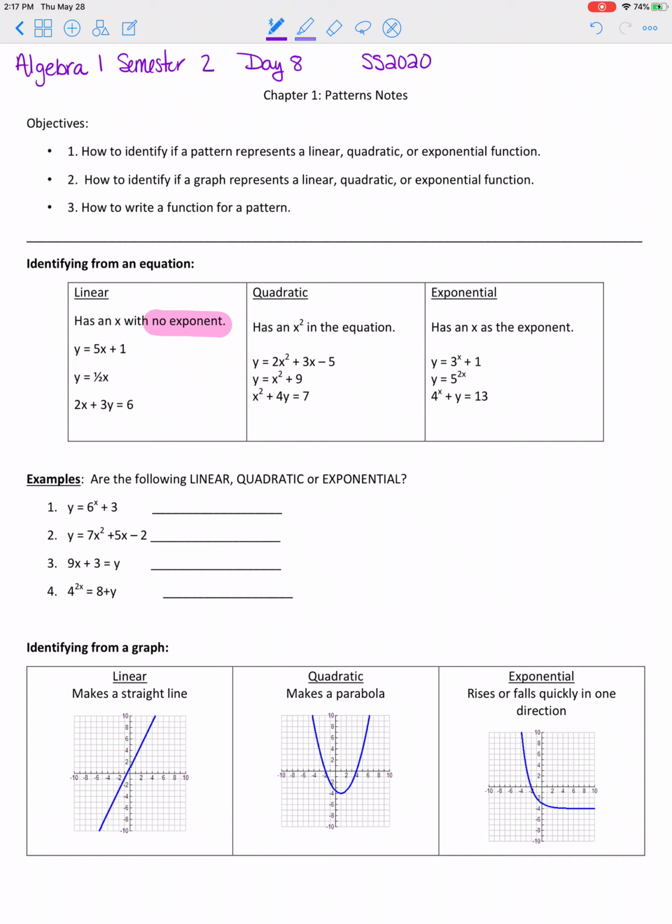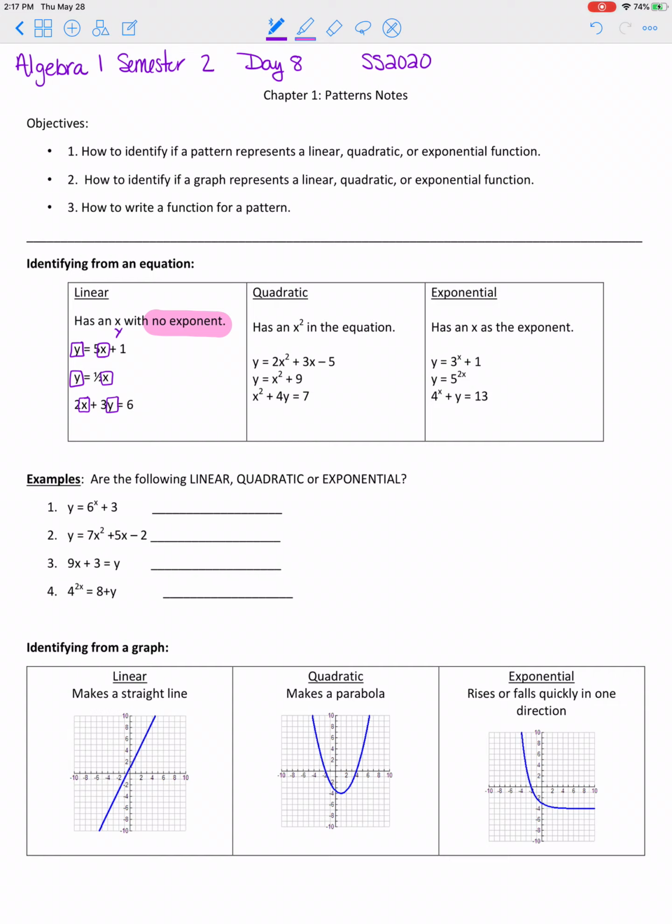exponent. So we just have a plain old ordinary x, a plain old ordinary x, a plain old ordinary x. Y is also plain and ordinary. So it has both x and y with nothing else going on besides multiplication in there.